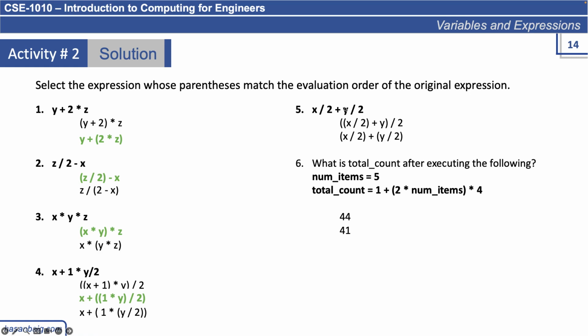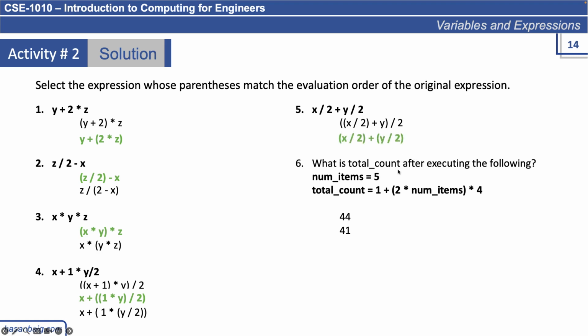What about the fifth one? So x divided by 2 plus y divided by 2. Again, here division has the higher precedence, and because we have two division operators, the left one will be evaluated first, and then the right one will be evaluated, and then the results are added together. So the second statement is the correct answer.